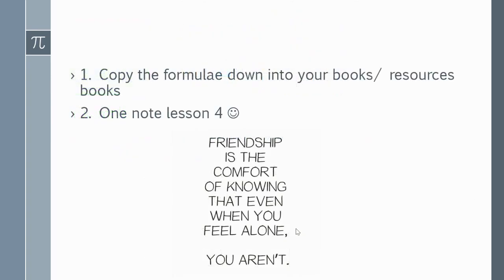Okay, so make sure you've copied down the formula in your books or resource books and then attempt the lesson on OneNote.